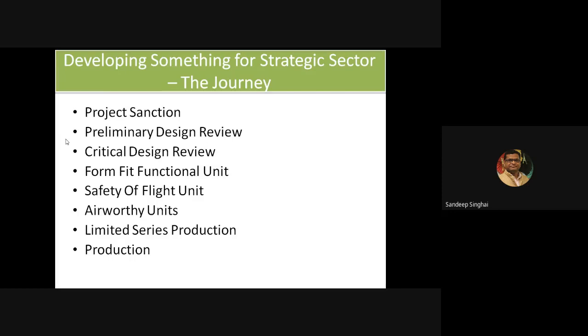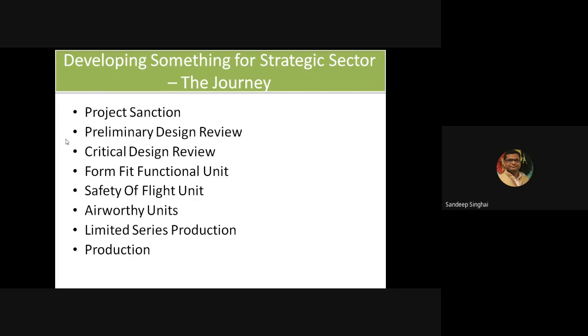The next very important stage, in case of defense development, is the safety of flight stage. Every unit which wants to be part of an aircraft should be able to withstand a number of environmental, electromagnetic interference, electromagnetic compatibility, as well as other critical design considerations. So for this, we have to go for SOFT, safety of flight tests. These include electromagnetic interference and compatibility. They also include a whole lot of environmental tests, including humidity tests, high altitude tests, sand tests, solar radiation tests, and there's a huge list.